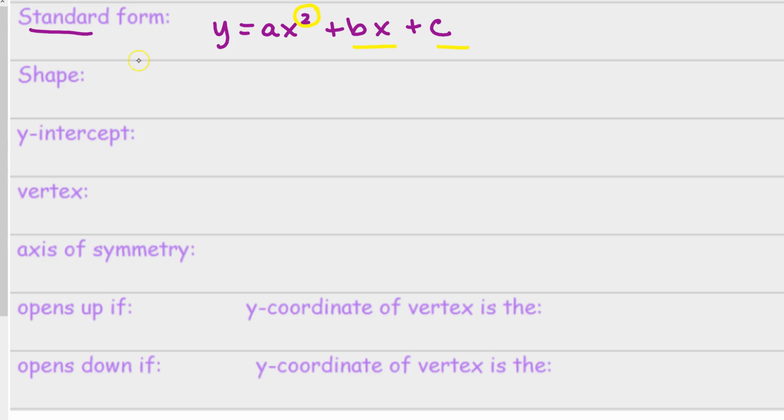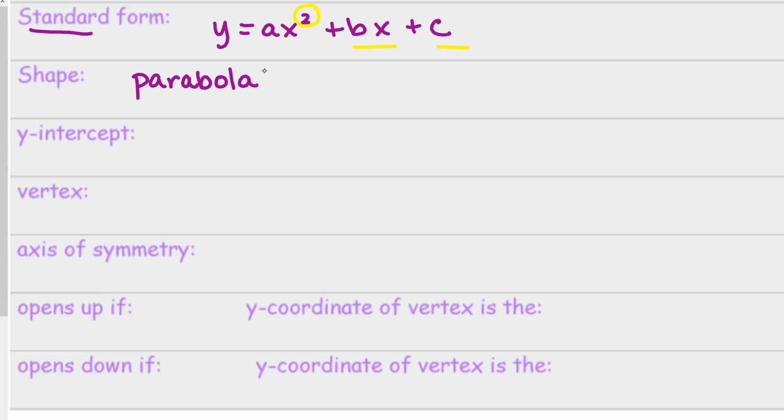The shape, so the noun, is parabola. The shape is a parabola. And the verb, or maybe it's the adjective, I guess. Yeah, the adjective is parabolic. We have a parabolic curve.